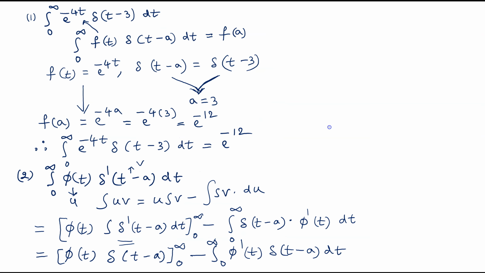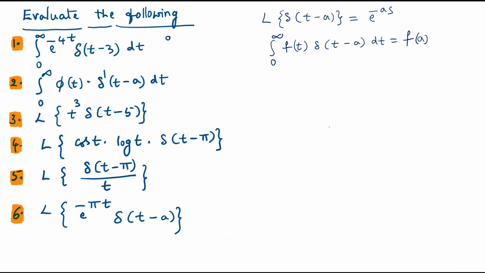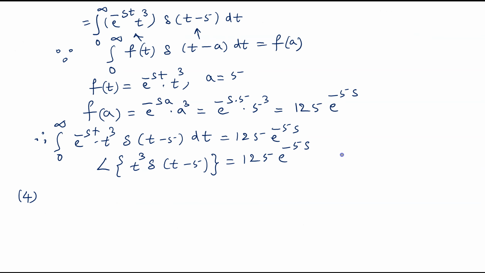Now let us move to the fourth example. The fourth example is find the Laplace transform of cos t into log t into delta of t minus pi. Now as usual, let us write the basic definition of Laplace transform.